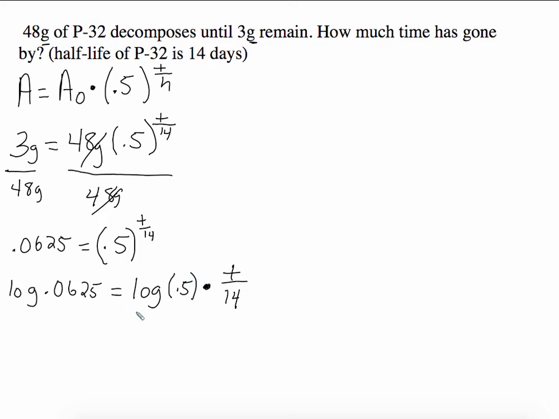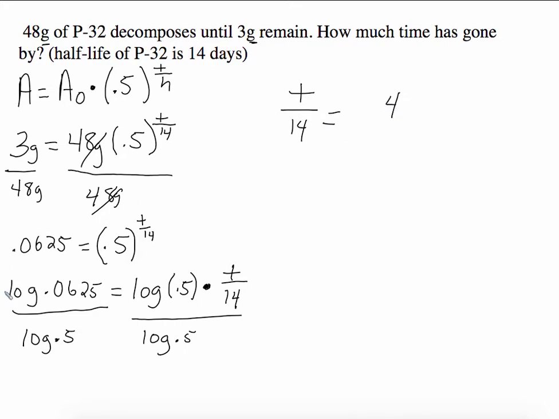Now, I need to get t over 14 by itself. So I'm going to divide both sides by log of 0.5. I don't really need the parentheses there anymore. And then this is going to simplify. If I actually do the math, I get t over 14 is going to equal 4.